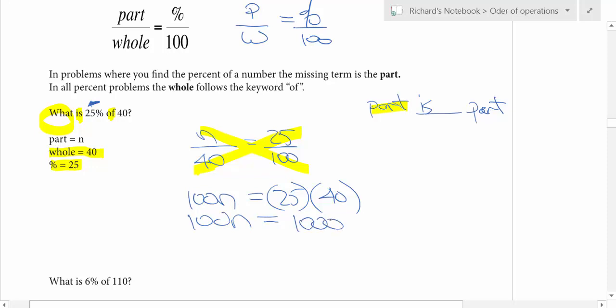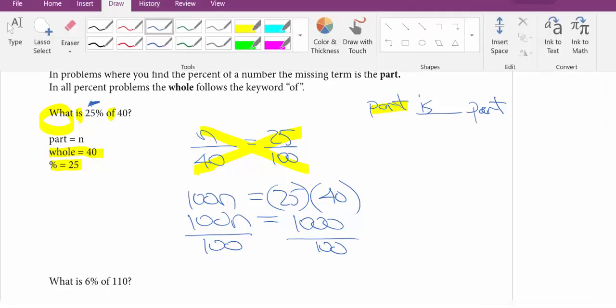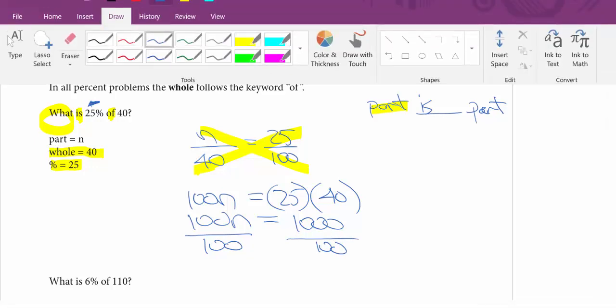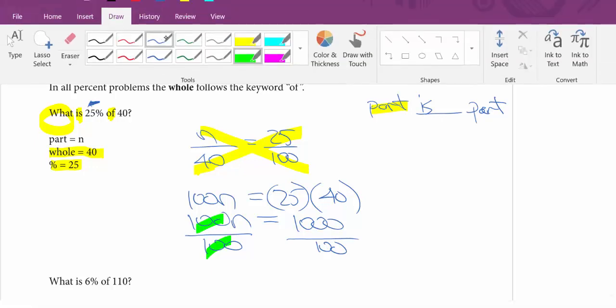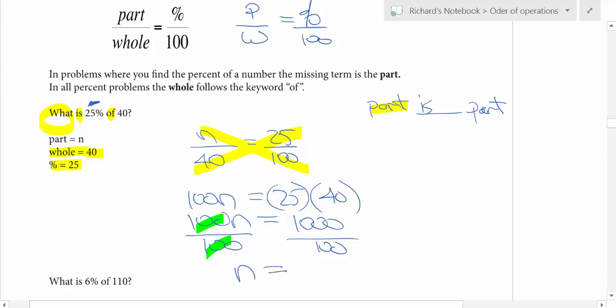Now I'm going to cover up the unknown, the n, and divide both sides by what's in front of the n, which is 100. I'm going to divide the left side of the equation by 100, and the right side of the equation by 100. Because of the property of 1, anything divided by itself is 1. So 100 divided by 100 is 1, and 1 times n is just n. What we are left with is n, all on its own, equals 1,000 divided by 100, which is 10. So n equals 10.